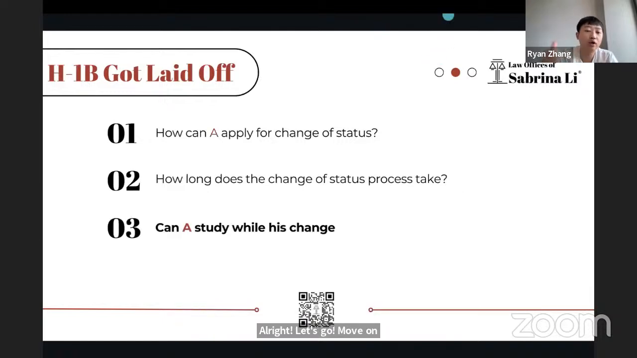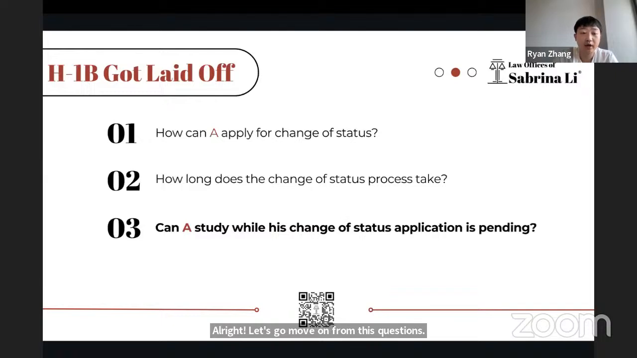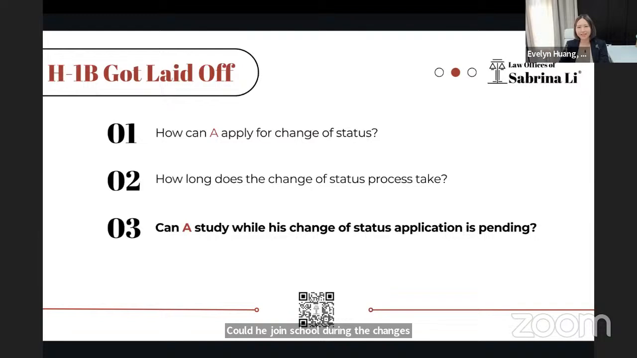And the third question, when it comes to H1B layoff, is can this person study while the change of status happens? I assume this is for H1B to F1. For example, this person wanted to get into day one CPT. Could he join school during the change of status application? Short answer is no. This person must wait until the change of status is approved before beginning his studies.